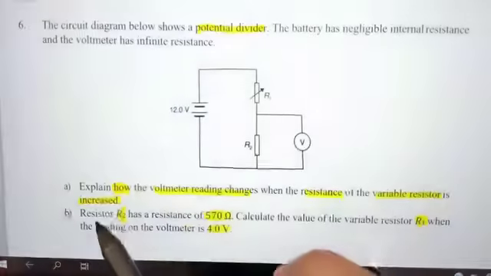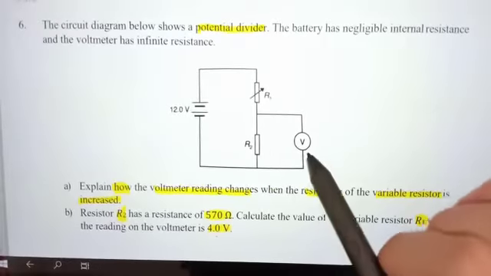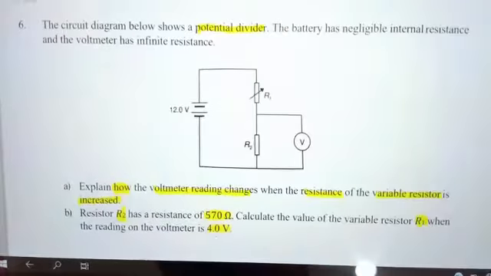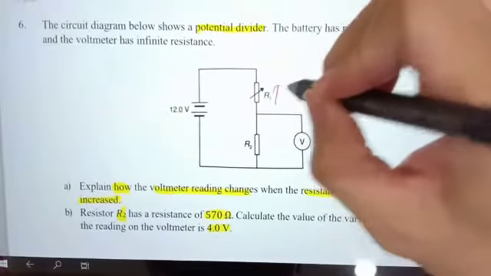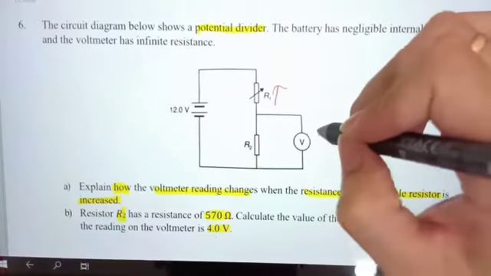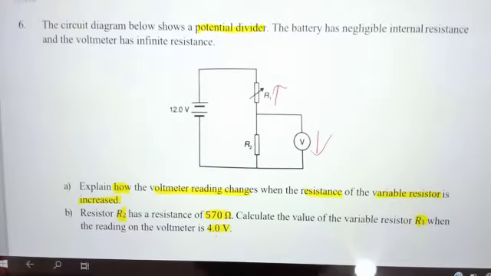Alright, the first question. How does the voltmeter reading change when the resistance of the variable resistor increases? So that means if this resistance increases, what happens to the voltmeter reading? Of course this one will decrease. Voltage across R2 will decrease. So it's like that.